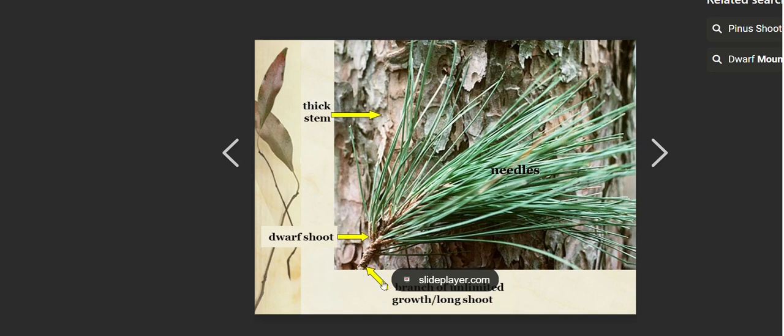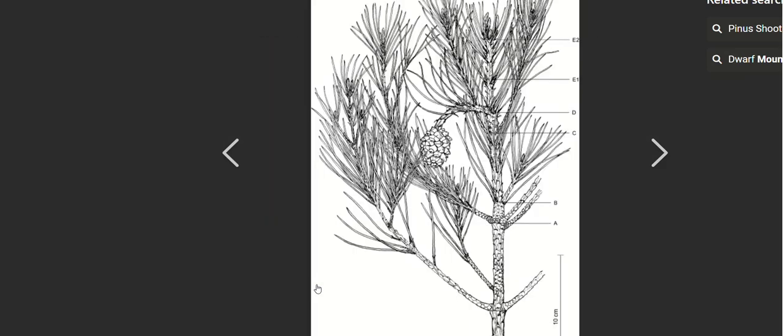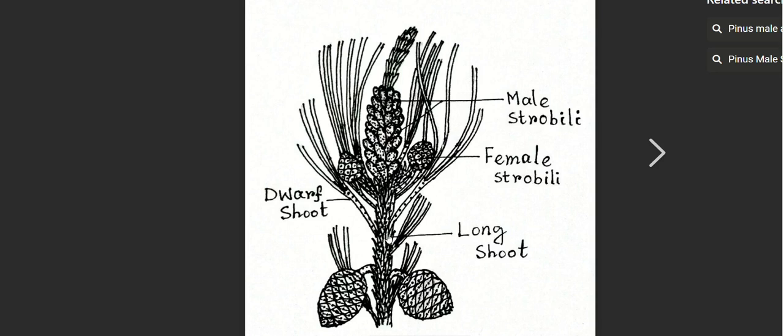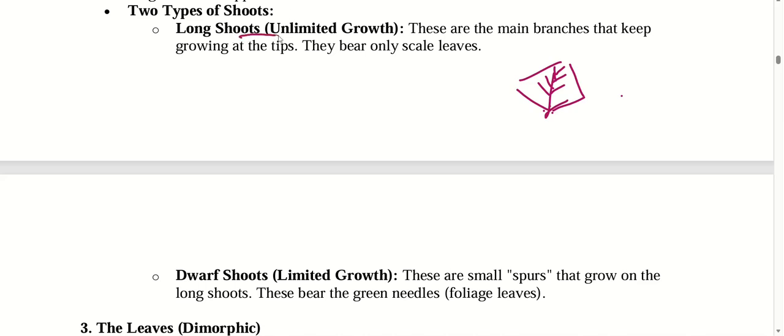And in case of the branch of unlimited growth, it is the long shoot. Here, this is the long shoot, which contains the dwarf shoots as well. The long shoot contains all the scaly leaves, and the dwarf shoot contains the foliage leaves. The long shoot is also called unlimited growth or unlimited branching, and this is the limited growth in the dwarf shoots.